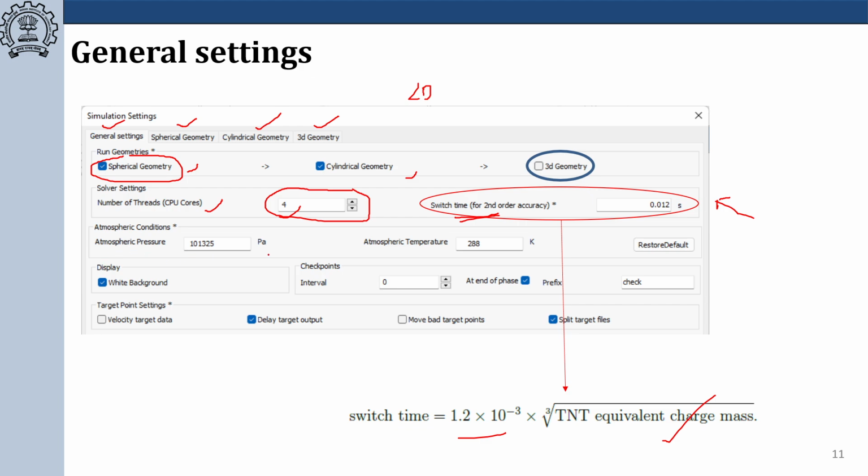Other conditions, the atmospheric conditions: unless you are working in a high pressure environment, keep these conditions the same. You don't have to change these conditions. And intervals is basically if you want to save some states.